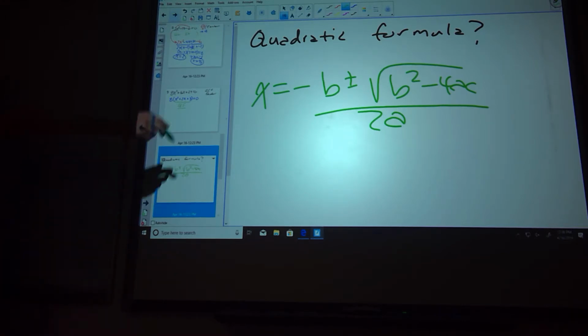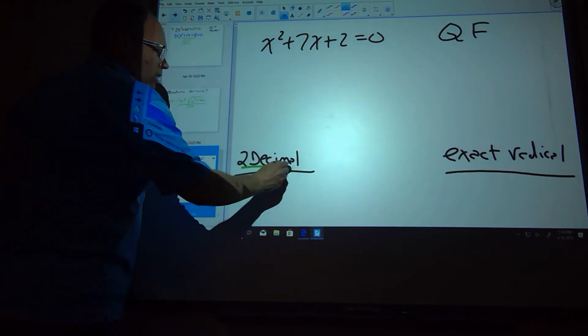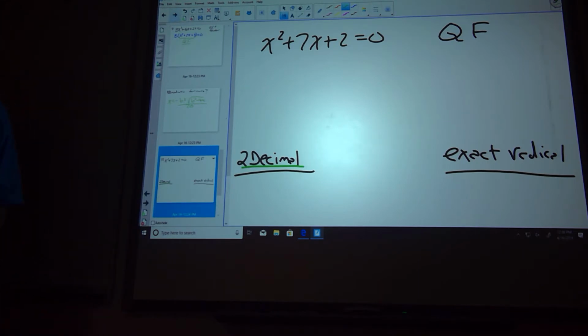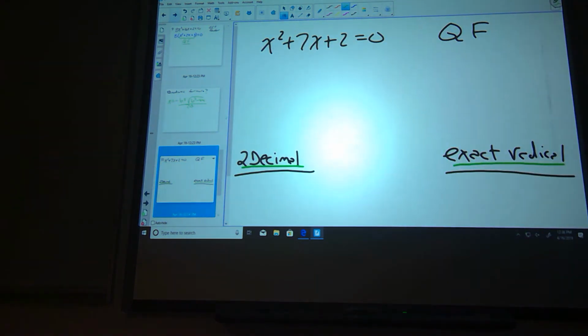All right, so I want to use the quadratic formula, and I want you to find me the decimal answers. So I'll allow you to use your cell phones now so you can do the square root on your cell phones. And then the exact radical. See if you can figure those out.